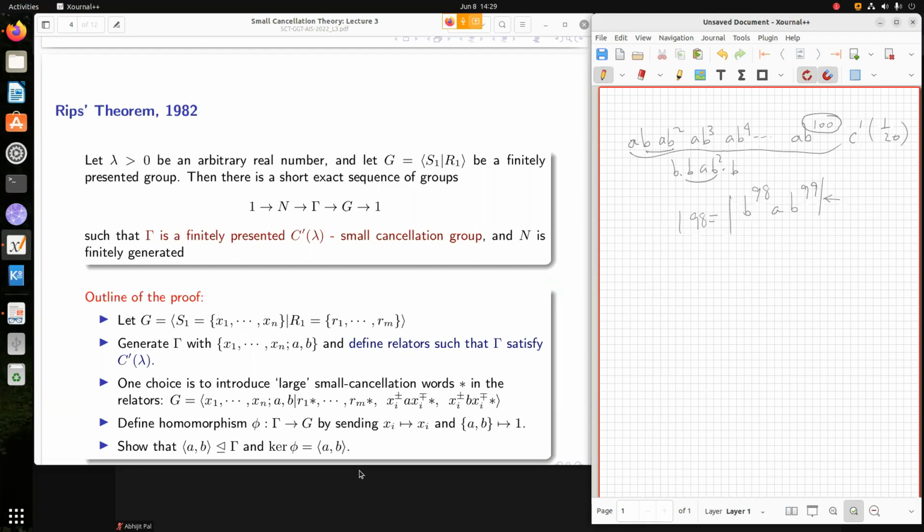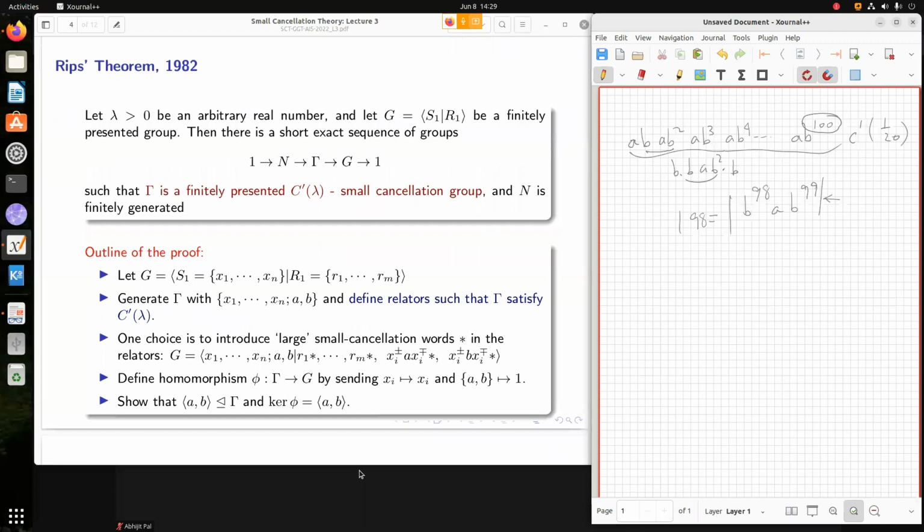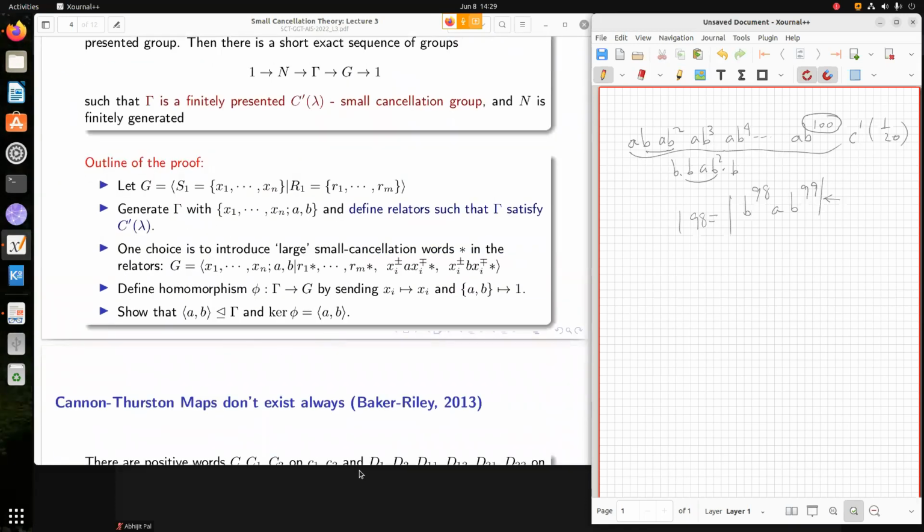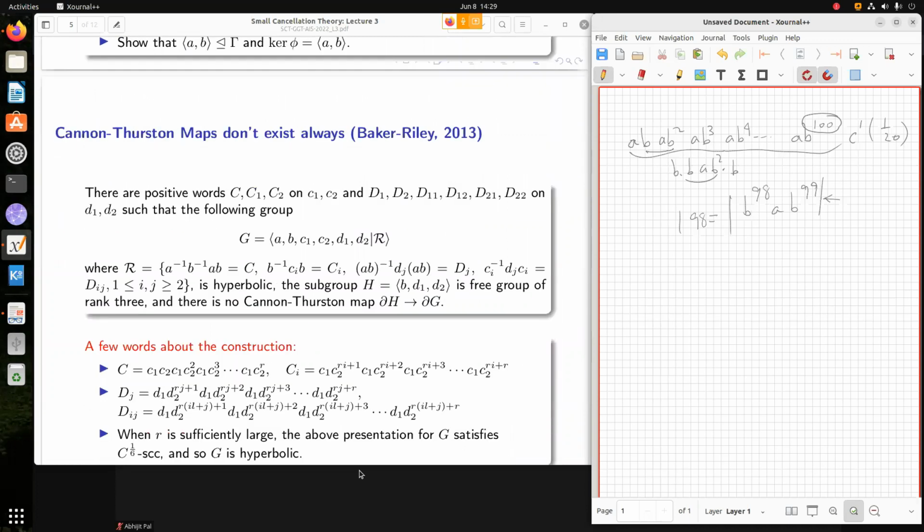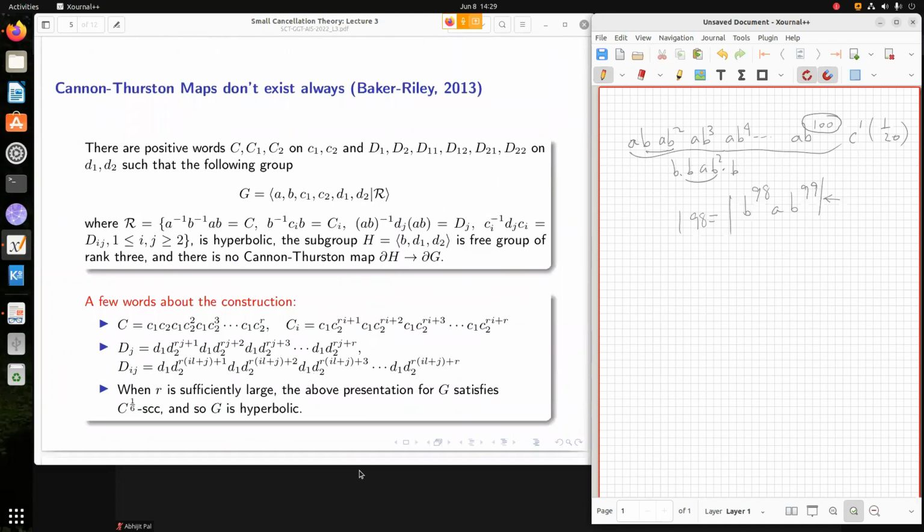I just wanted to discuss the idea of the proof and the importance of having the small cancellation words present in the relators, so that the lengths of the pieces compared to the relators we can control and make it a C prime lambda presentation. So that is more or less what I wanted to talk about Rips' theorem today, how we can make it C prime lambda. Now one other example I would like to talk about.